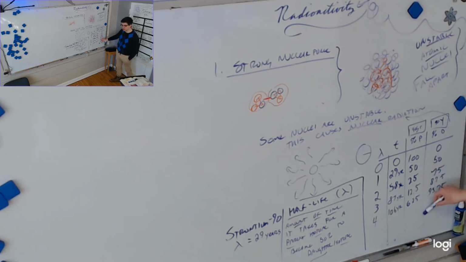Will this ever get to 0? Can I halve it enough times? No. What do we call that in math? It approaches 0 but never gets there. Do you remember? It's an asymptote. It'll never, ever get to 0.